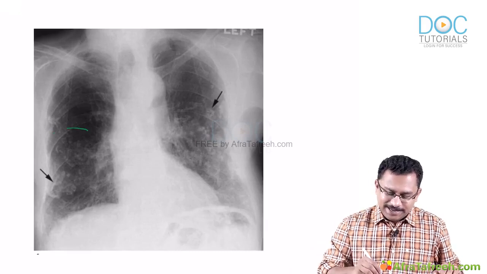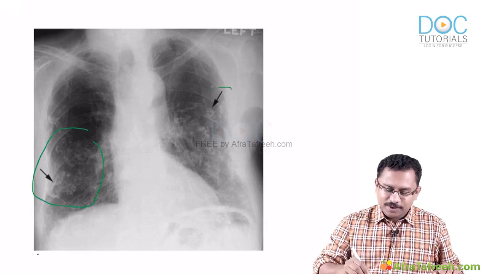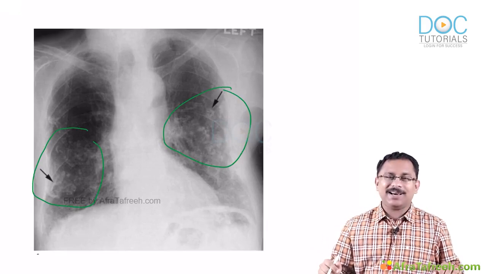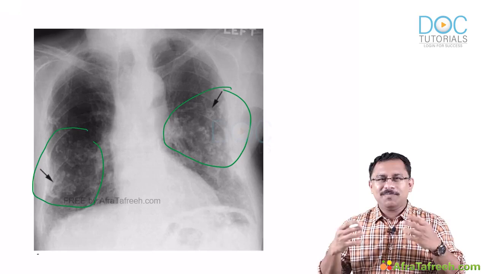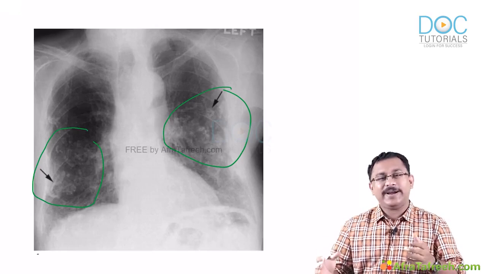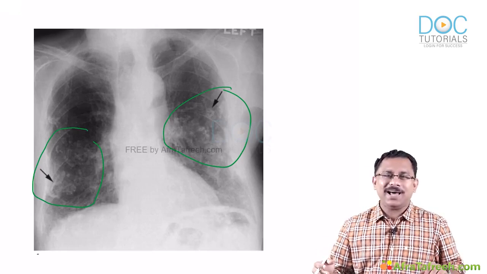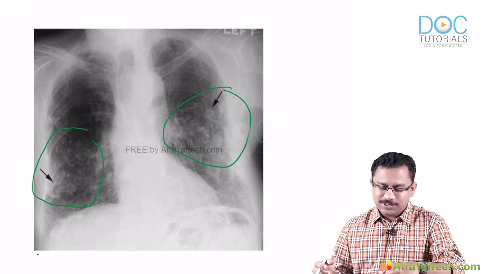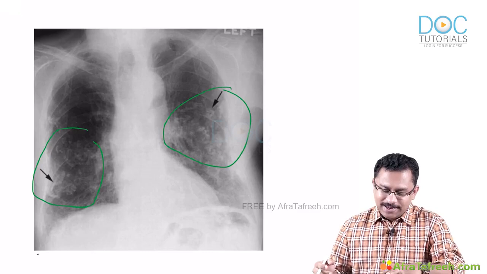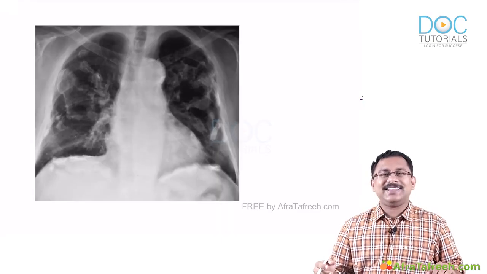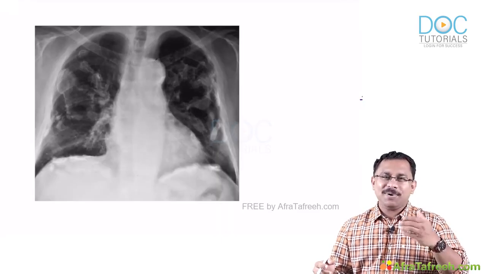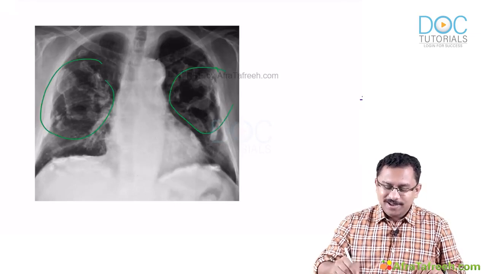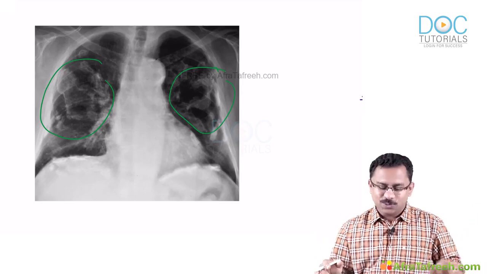What you see bilaterally is the presence of all these pleural plaques, which are appearing very bright. They are actually the calcified pleural plaques that occur associated with asbestosis. And here is another X-ray showing the pleural plaques. You can see they're slightly larger plaques compared to the first one.